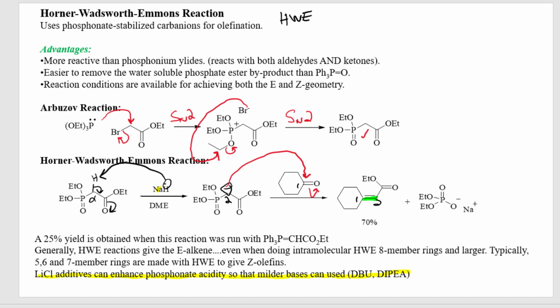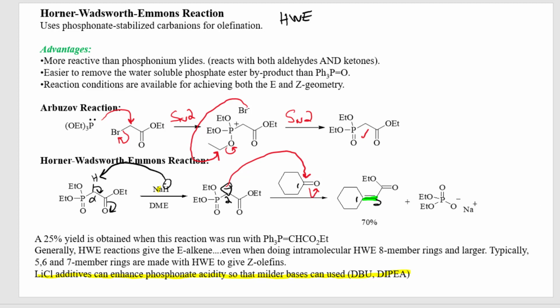As long as your ring is large enough to support a trans double bond in it, understand that a six-membered ring can never have a double bond that's trans. It's always got to be cis. But once you get to eight-membered rings, trans double bonds in the ring become possible. And so even when you have larger rings and you use this reaction, you can afford a trans double bond.